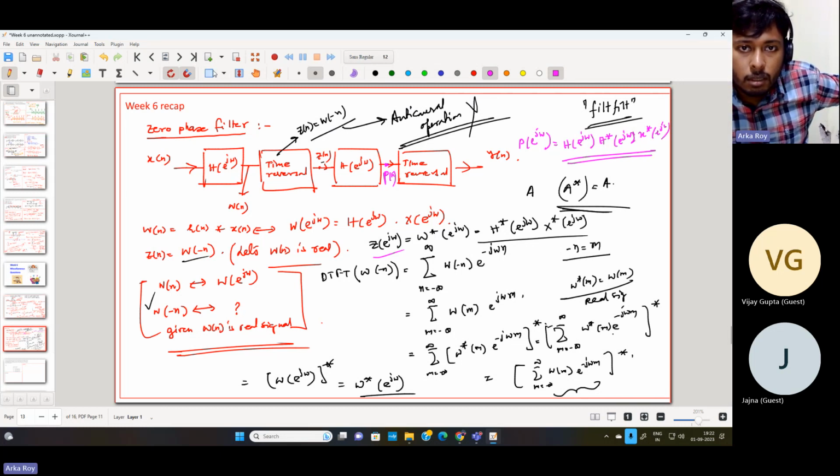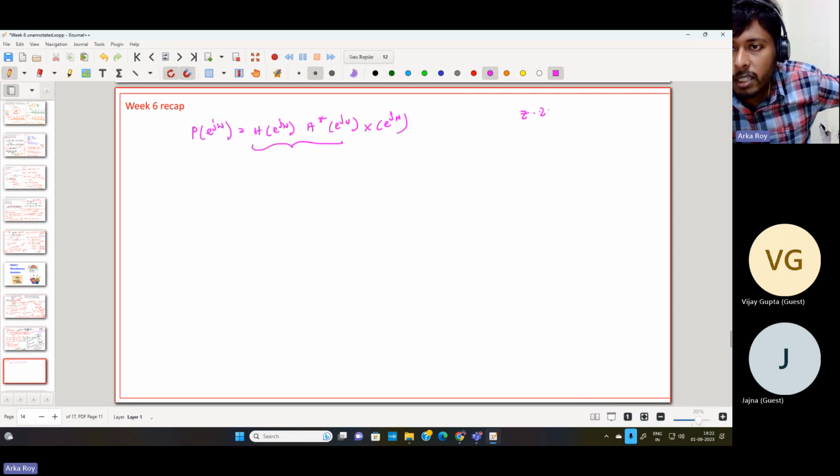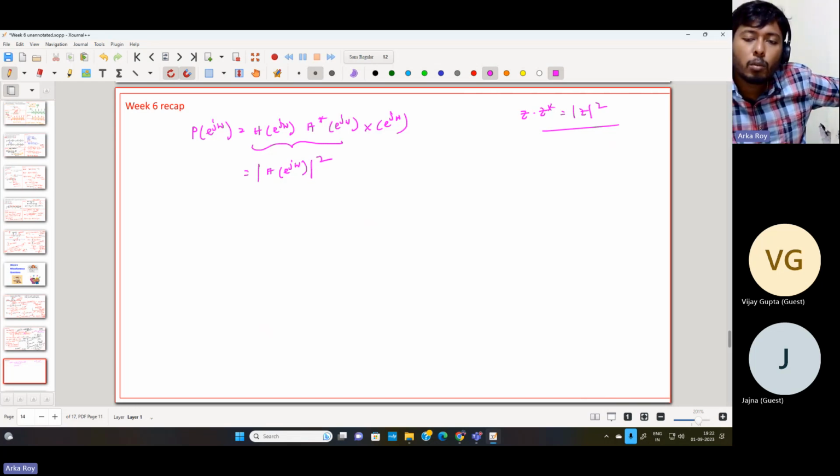So P(e^jω) is H(e^jω), X*(e^jω), and X(e^jω). If I multiply Z into Z star, what I will get is the mod of Z squared, as per complex signal analysis. So |X(e^jω)| squared, and then there is H(e^jω). This is P(e^jω).